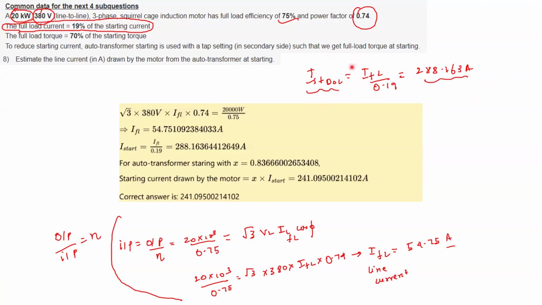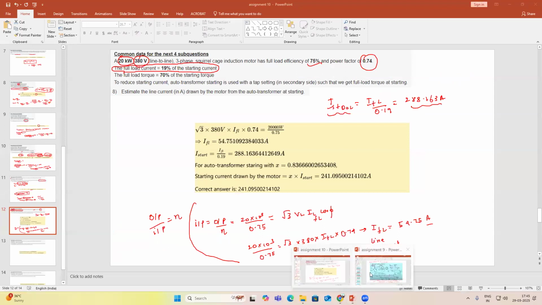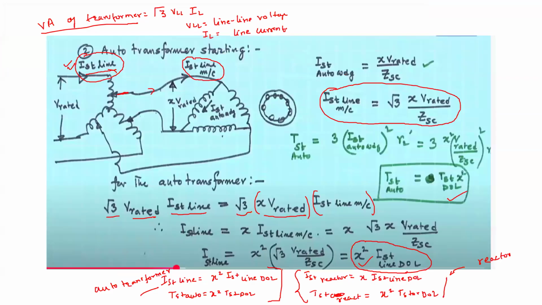Now because we know the starting current of DOL, we can use the percent tapping. If we know the tapping of the auto transformer, then we can get the line current drawn by the auto transformer. So let us see the previous assignment. In this previous assignment, you see there are two places from which it is drawing the line current. One is the line current drawn by the auto transformer from the actual line, and the other is the line current drawn by the machine or the motor.